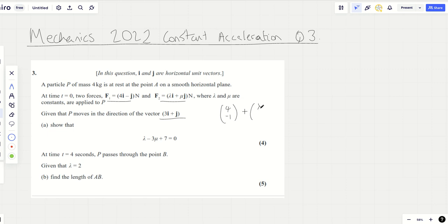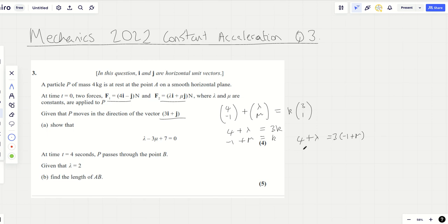We're going to add onto that (lambda, mu). And it should equal, now it doesn't equal (3, 1), it equals some kind of scalar multiple of (3, 1) to make sure it's in that direction, it's parallel to that vector. That gives us a lovely result because 4 plus lambda is 3k, and that's just from looking at the x components, and minus 1 plus mu is k. And what we can do naturally is just plug this in here as our k. So 4 plus lambda is 3 times (minus 1 plus mu).